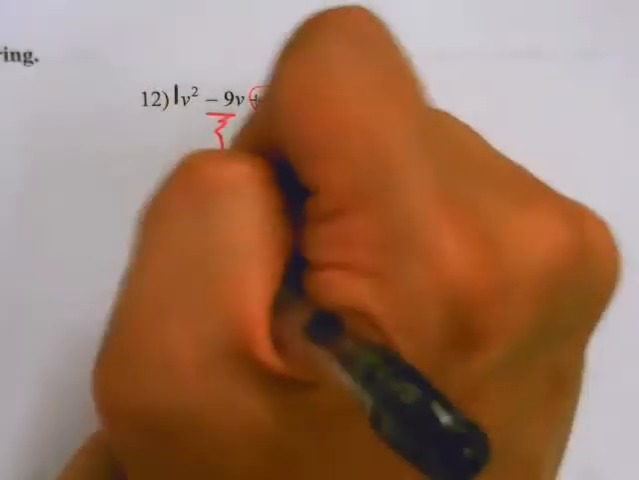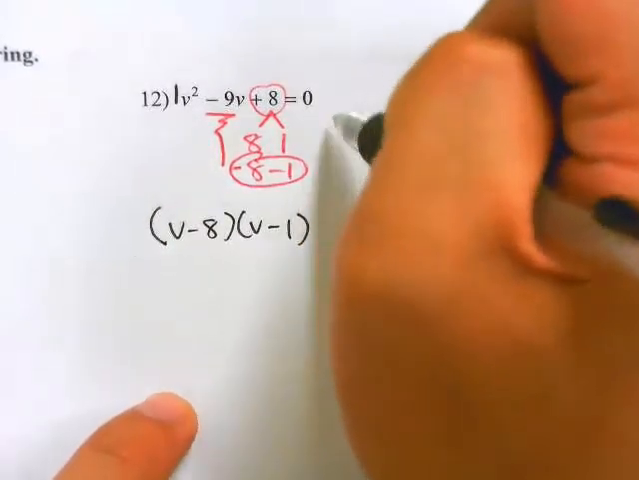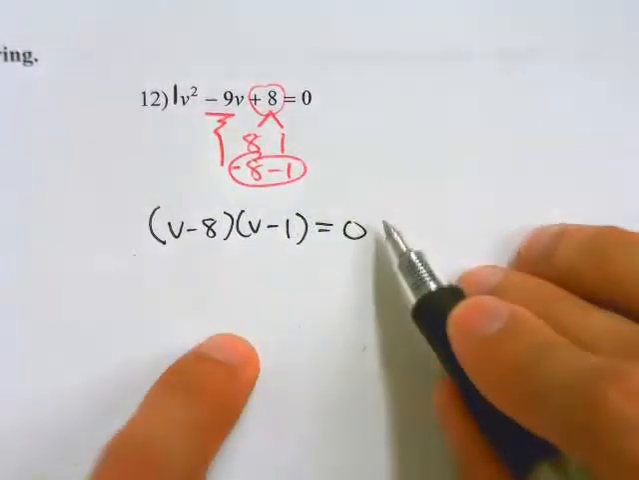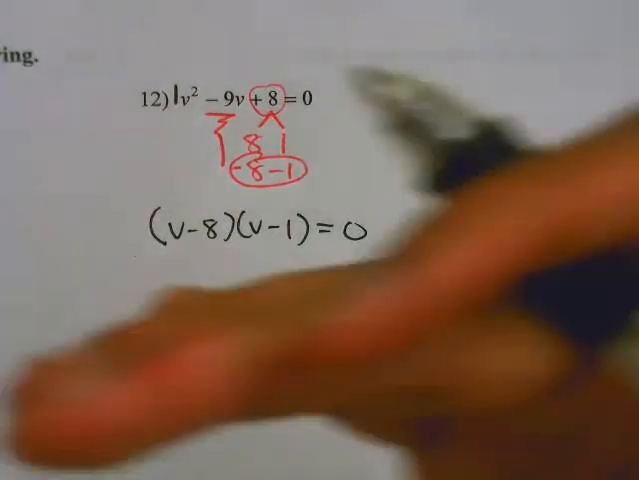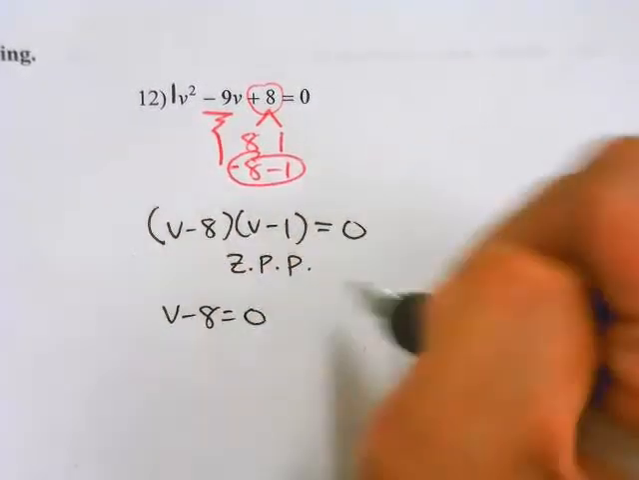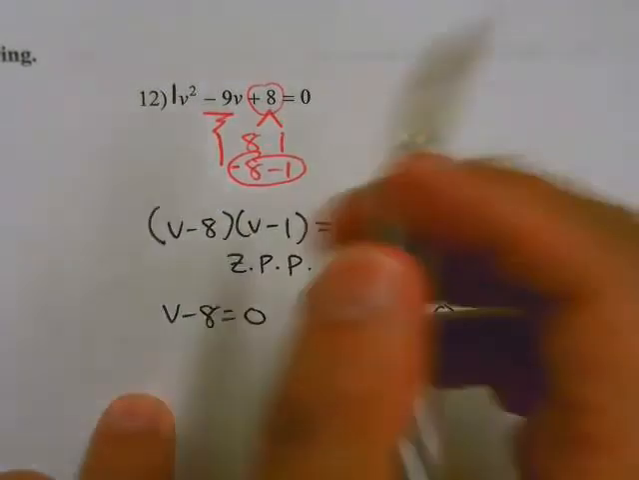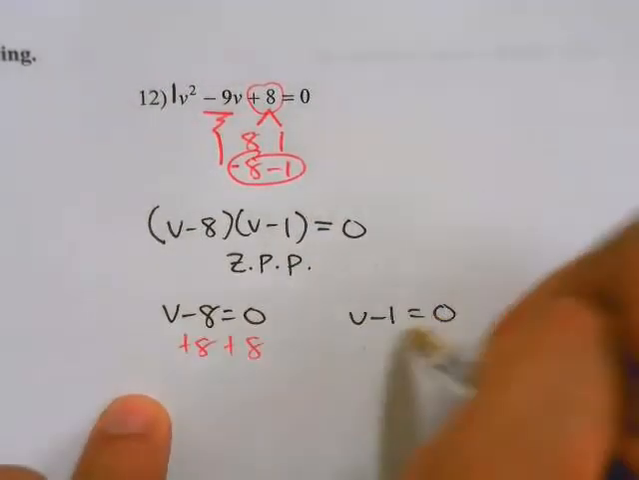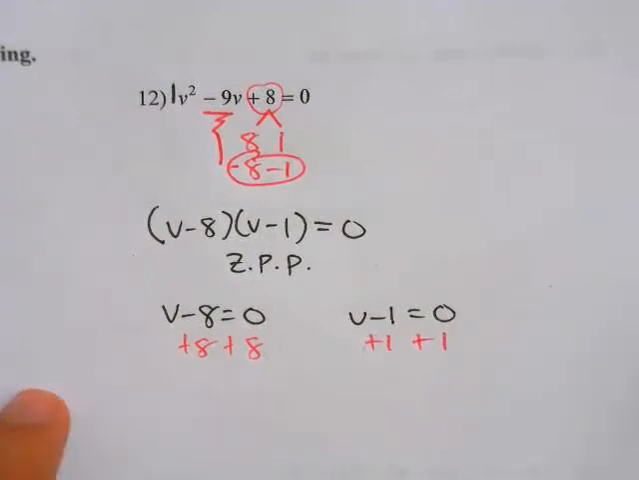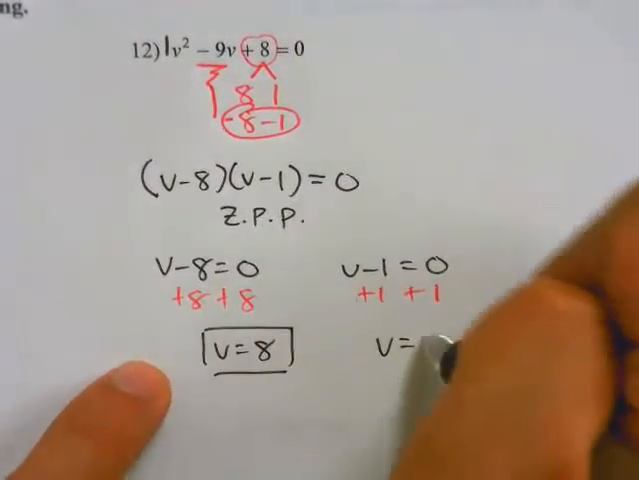So on the left side, you have v minus 8, v minus 1. Remember, you're not done because you have that equals 0. This is an equation now. To solve, you're going to do ZPP again one more time. So your two equations, v minus 8 is equal to 0, v minus 1 is equal to 0. Then you're going to solve separately on both of them. Add 8 on both sides, add 1 on both sides. So your two solutions, v equals 8, v is equal to 1.